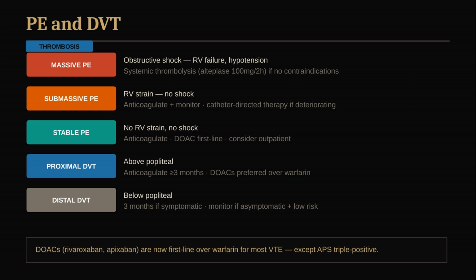For DVT, proximal DVTs: anticoagulate for 3 months minimum. Distal DVTs: 3 months if symptomatic, monitoring alone if asymptomatic and low risk. DOACs are now first-line over warfarin for most patients.